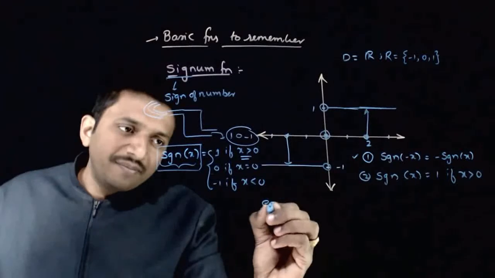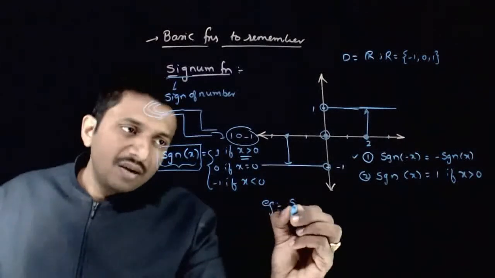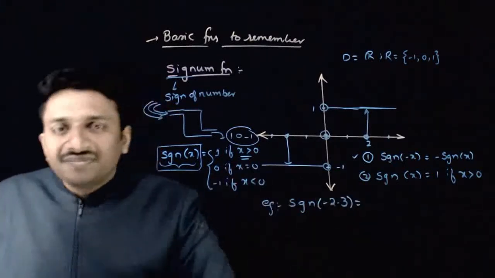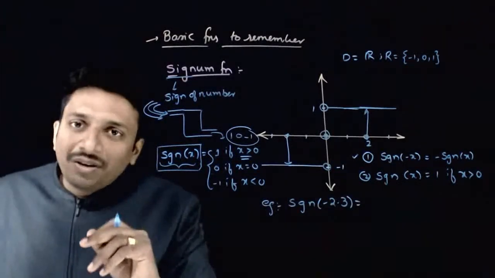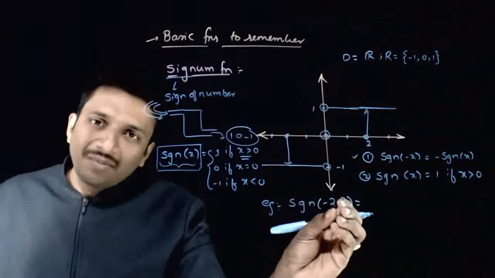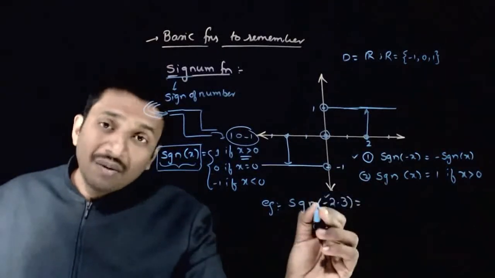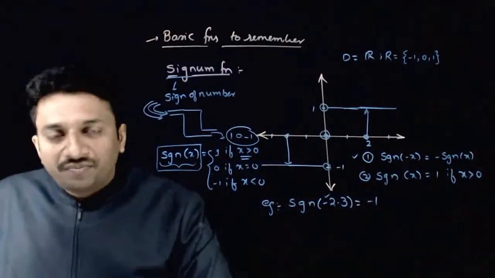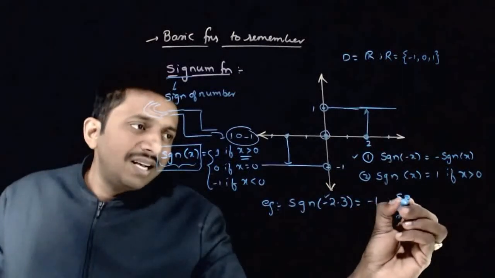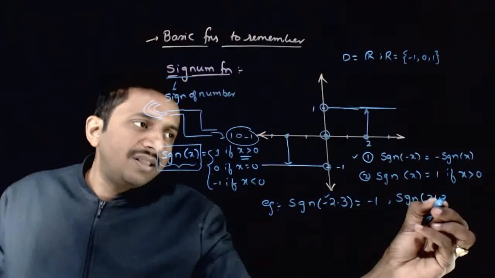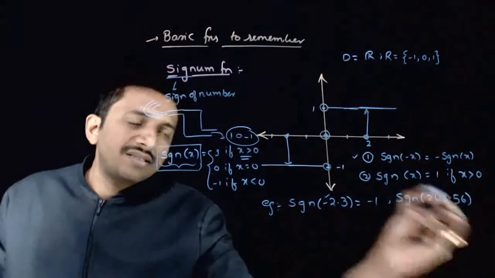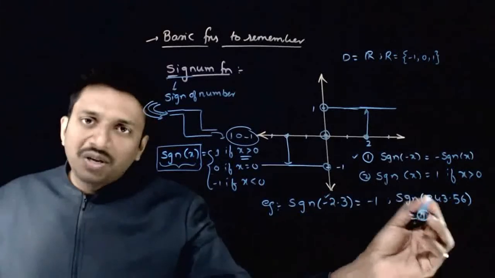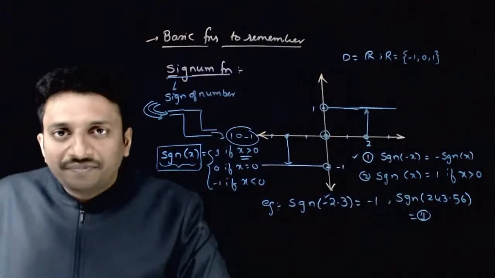For example, what is SGN of -2.3? You don't need to see what this number is, you just need to see whether it is positive or negative. This is a negative number and the answer is -1. What is signum of 243.56? Nothing but +1. Because it is a positive number, the value of signum is +1.